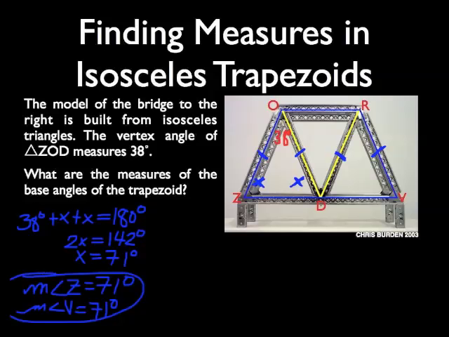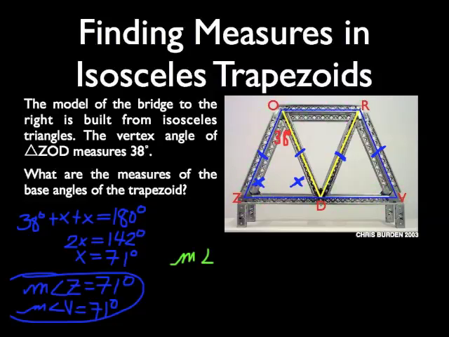How do we find the other base angle pairs? Well, please remember that the base angle pairs are attached to the parallel sides. And since we have parallel sides here with segment OR and segment ZV that are cut by a transversal, that means that same side interior angles are supplementary. So angle ROZ and angle OZV have to total to 180 degrees.